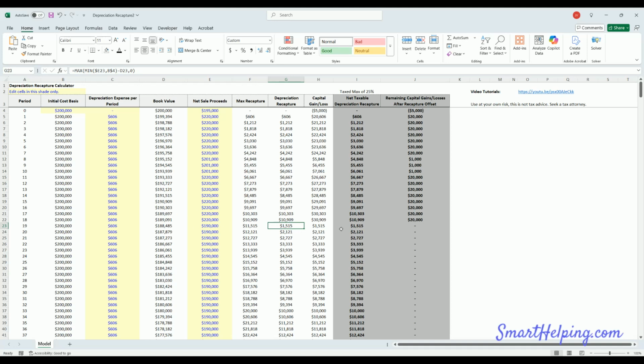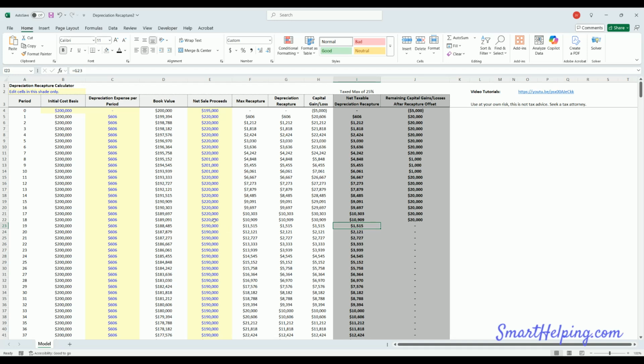That works now. Before, the model was saying that the loss, 200 less 190, that $10,000 loss, offset the depreciation recapture taxable amount, and only if the recapture was more than the capital loss would you actually have to pay depreciation recapture. That was not correct. So this is updated now.